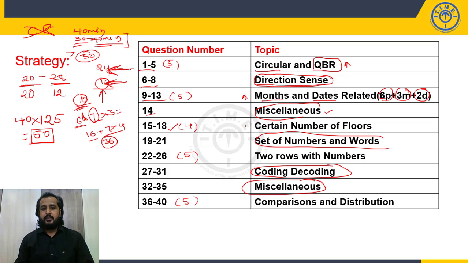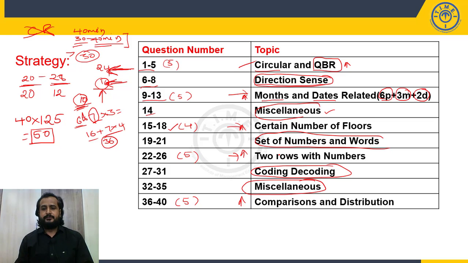There is no other alternative. Definitely we have to solve the puzzles. Now among these puzzles, which are familiar to us? Circular and QBR is familiar to us. Months and dates related is familiar to us. Certain number of floors, we know certain number of persons in a linear arrangement. So here it is a certain number of floors. Let's see how it will be.